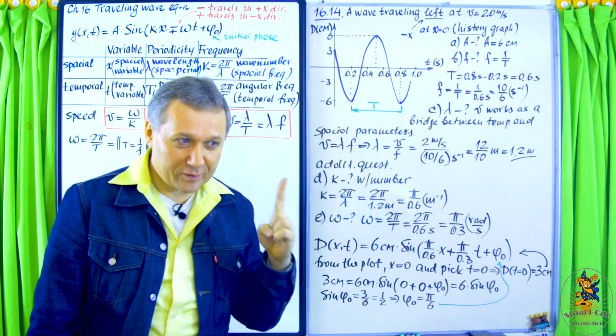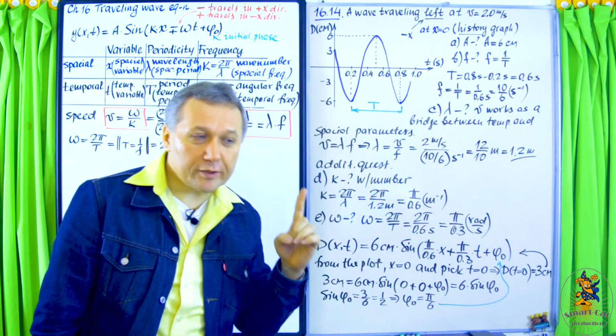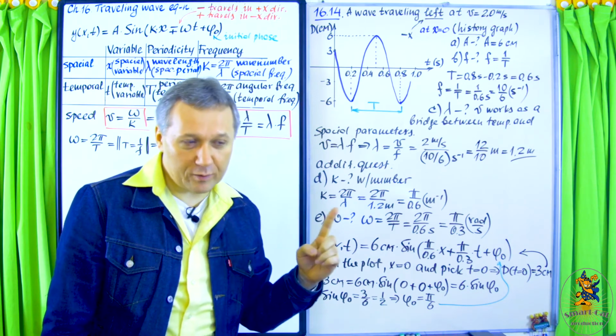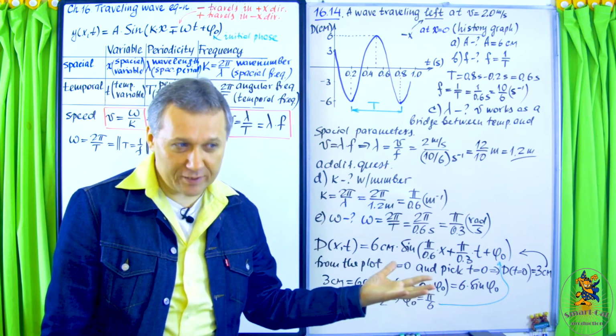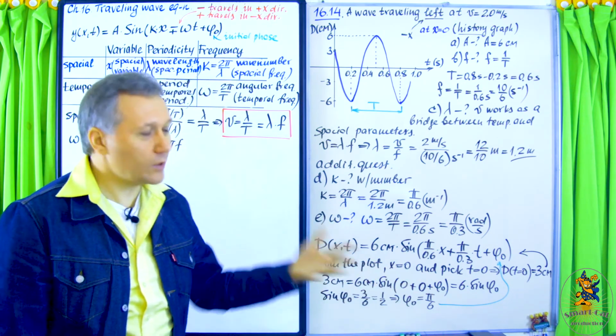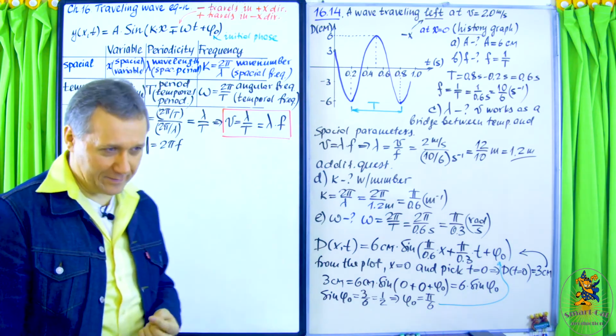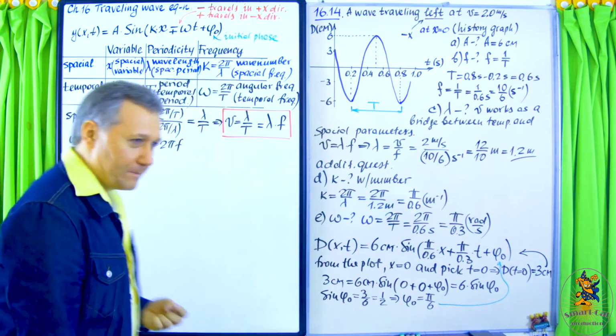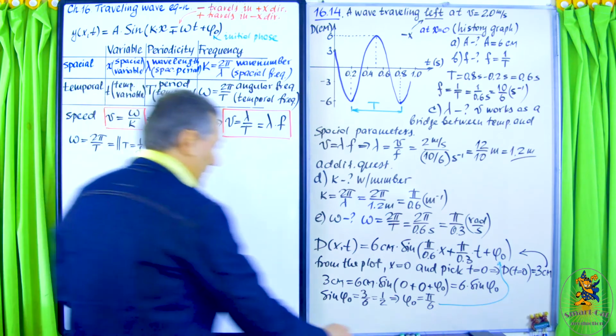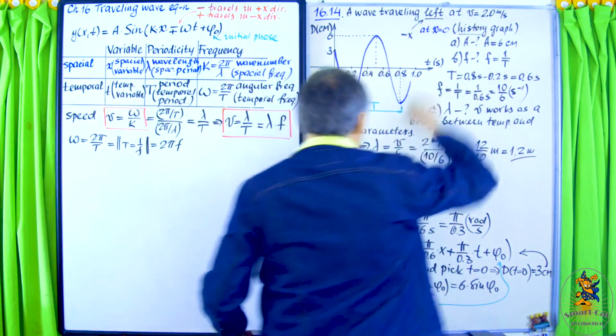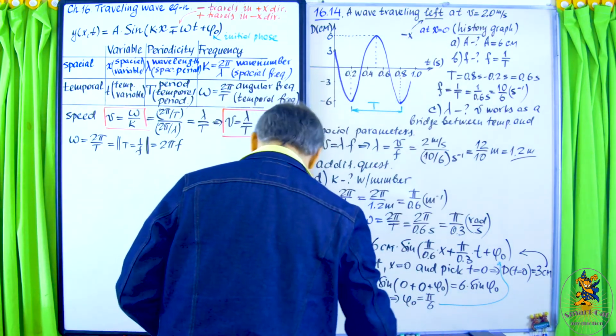Whenever you see an electromagnetic wave, it should trigger your brain immediately: the speed of the wave is the speed of light, 3 times 10 to the power of 6. Oh, wait, times 10 to the power of 8, right? So it will be 3 times 10 to the power of 8.